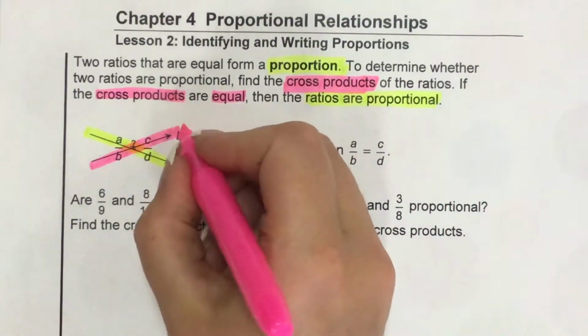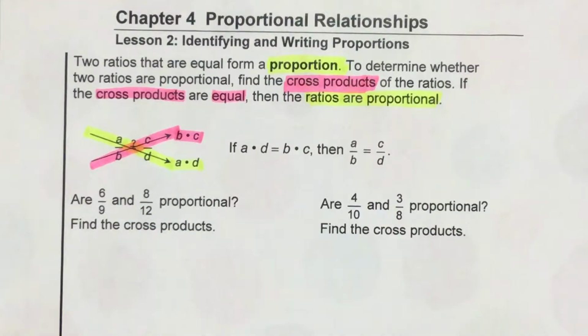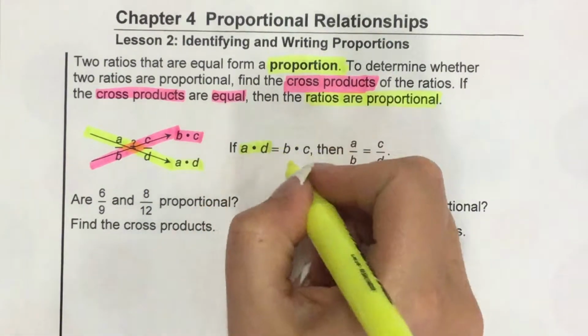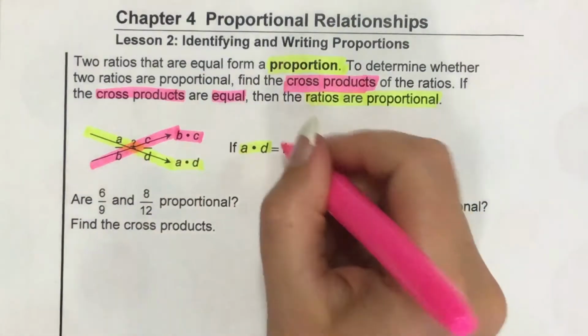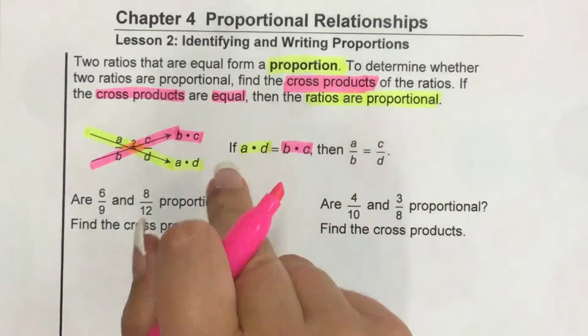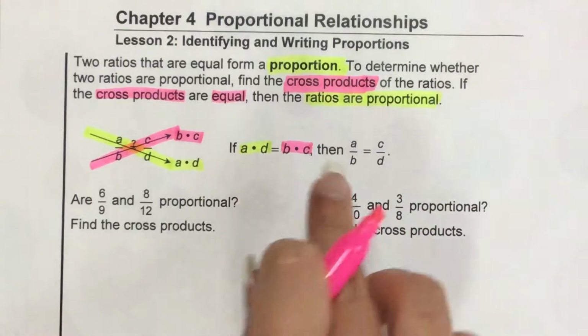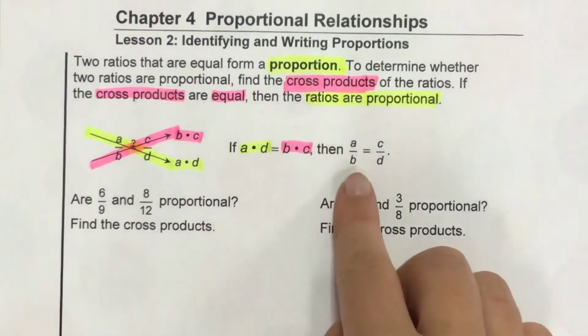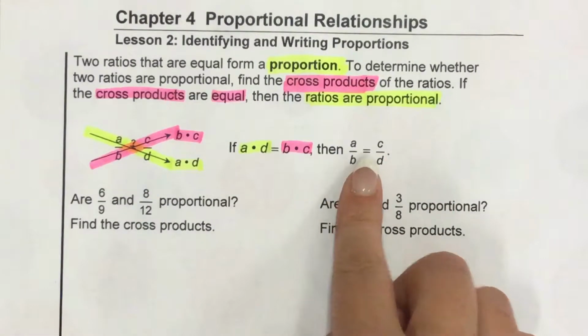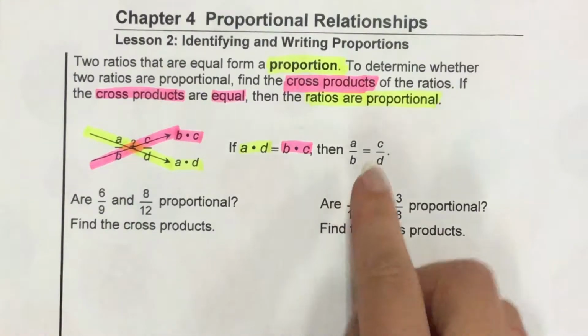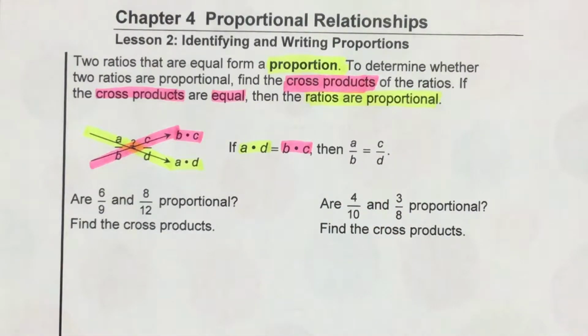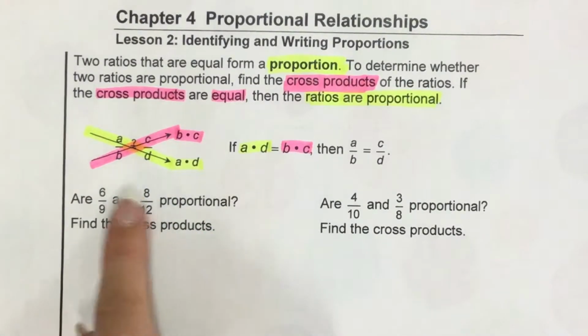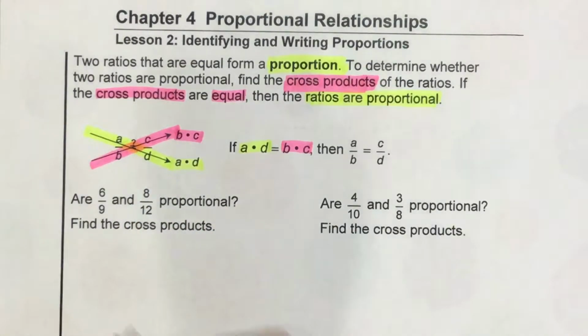So if AD equals BC, if those two cross products are equal, then what that means is that the fraction A over B is equal to C over D, and we can say that they are proportional. So that's looking at two ratios or fractions with letters. But let's go ahead and look at numbers. Let's have a number example and see how that works.